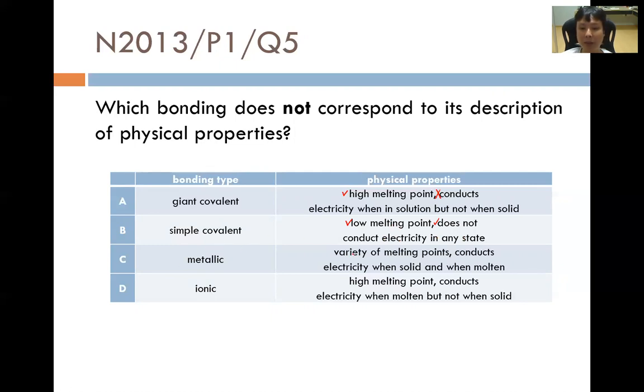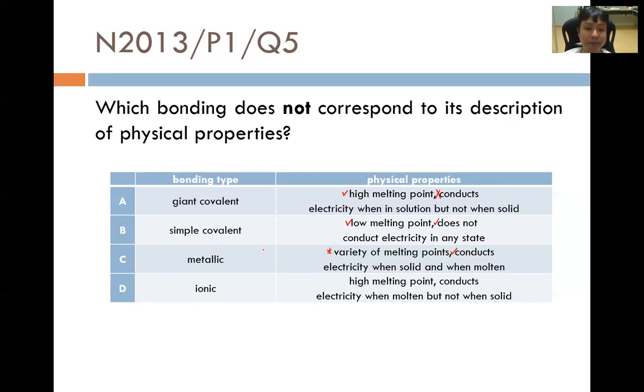Metallic bonding, variety of melting points. Okay, this is a bit ambiguous because variety just means different, right? But I guess in this case, what it's trying to say is that it can vary from very high to very low melting points. So okay, let's just keep this. This is, I guess, a bit of bad wording, but let's just put this aside for the time being, and then we will see whether there's a better answer to option B or not. Okay, it conducts electricity when solid and when molten. This is definitely true because it has a sea of delocalized electrons, whether in the solid state or in the molten state.